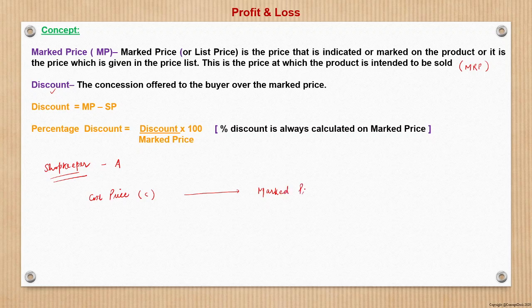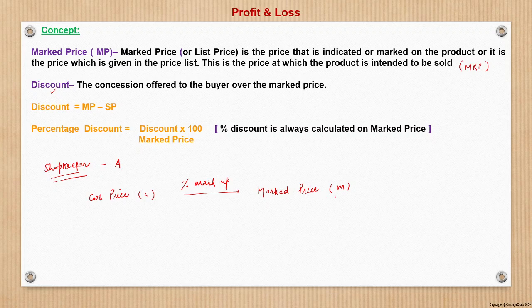What is the marked price? That is the new MRP of the product, which indicates the price at which this is to be sold to a customer, right? So there's an increase. So let this be denoted by M. So there is an increase in price from C to M, and that increase is nothing but percentage markup. Percentage markup.